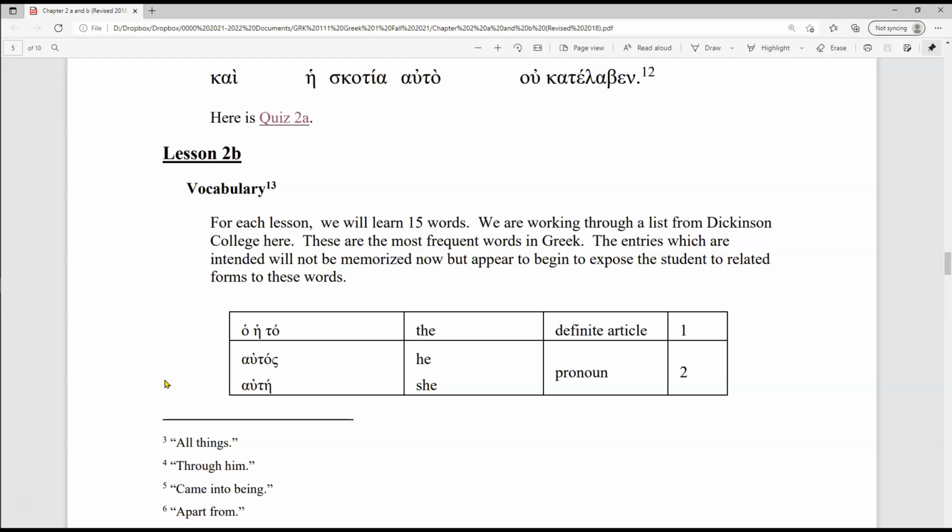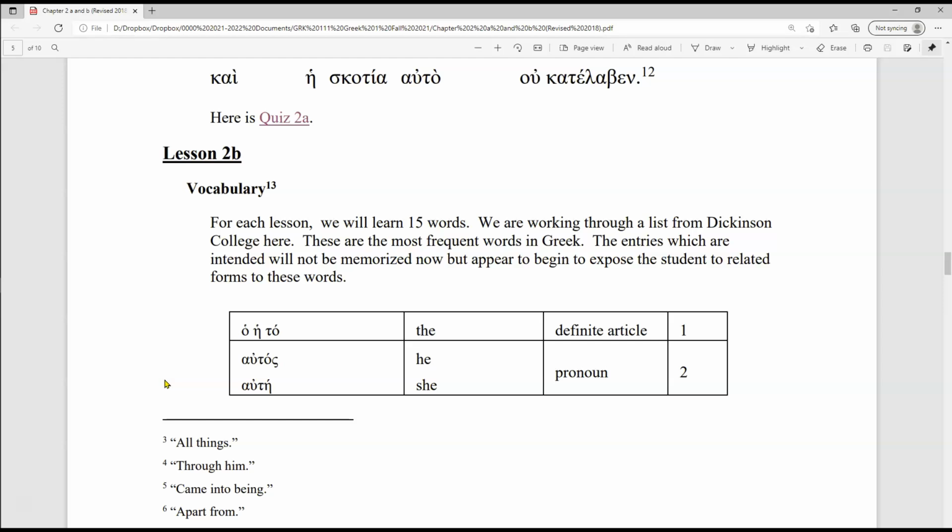And Dickinson College, which is some kind of elite school, has a great Greek program, and they actually came up with a list of the top 500 words in Greek. And so if you look at all of the Greek language, the most frequent word is the word the, and it has three nominative forms, ho, hē, to. We already know that because we memorized the chart, right?